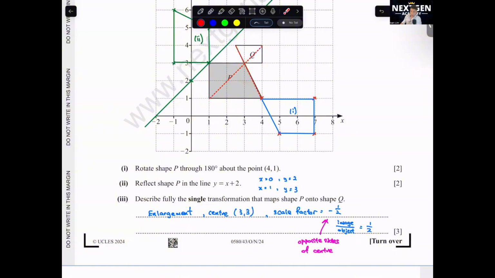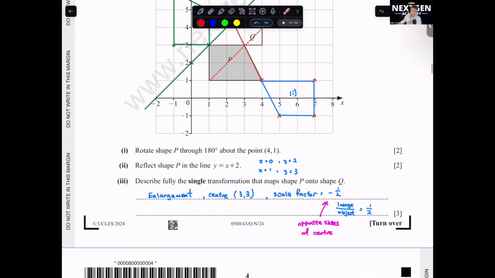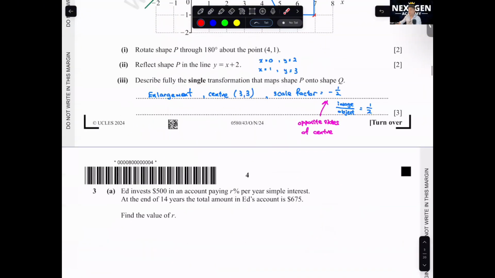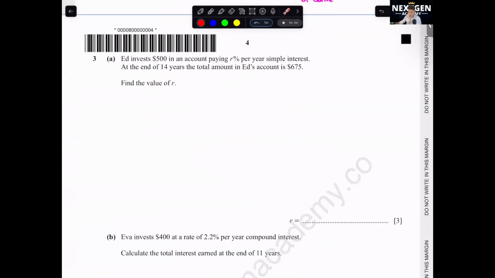Okay, let's move on. Question 3. Ed invests $500 in an account paying R% per year simple interest. At the end of 14 years, the total amount in Ed's account is $675. Find the value of R.